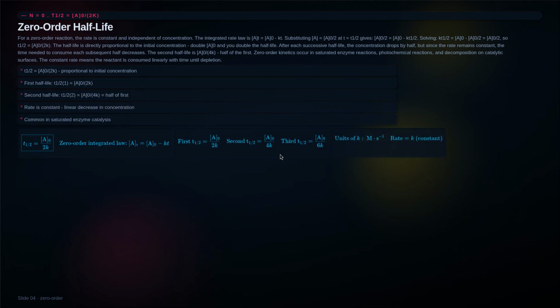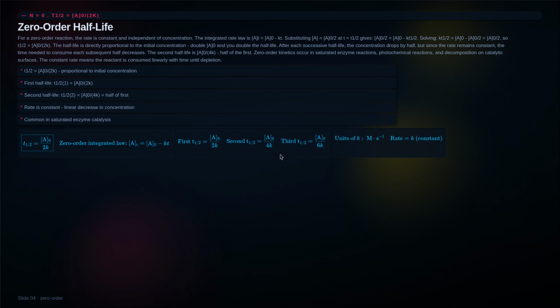For a zero-order reaction, the rate is constant and independent of concentration. The integrated rate law is A at time t equals A0 minus Kt. Substituting A equals A0 over 2 at t equals T1/2 gives A0 over 2 equals A0 minus K T1/2. Solving gives T1/2 equals A0 over 2K. The half-life is directly proportional to the initial concentration: double A0, and you double the half-life.